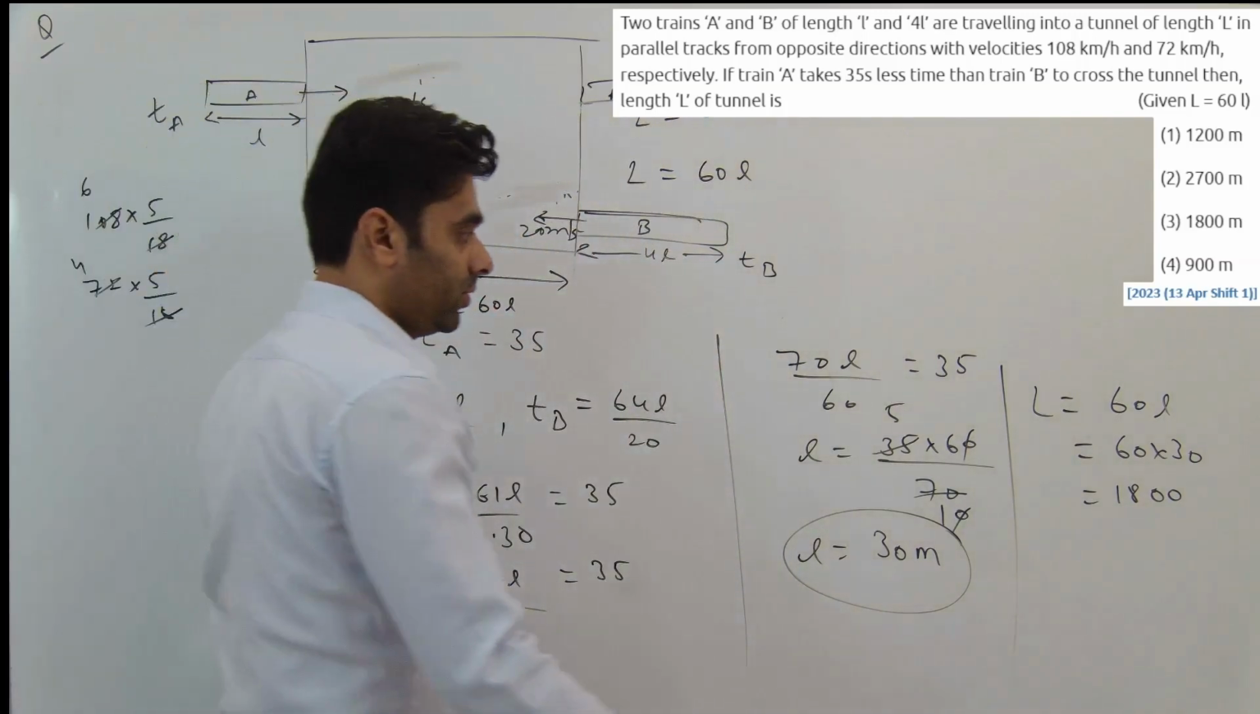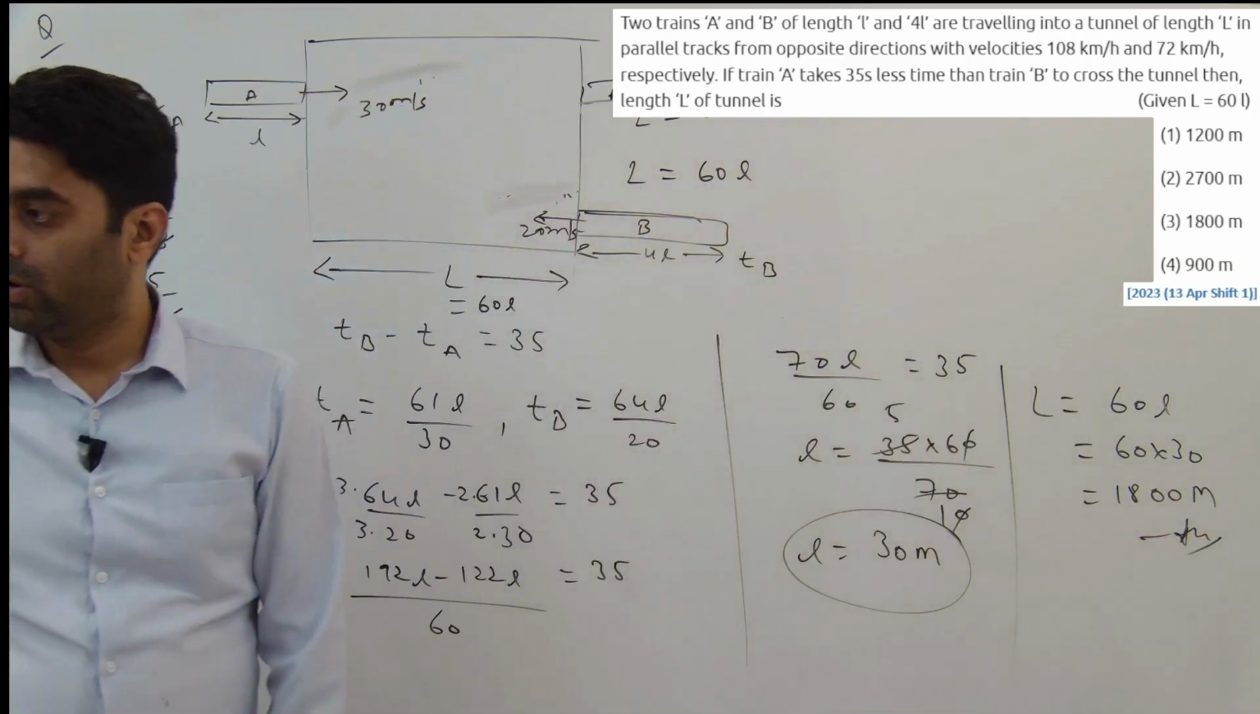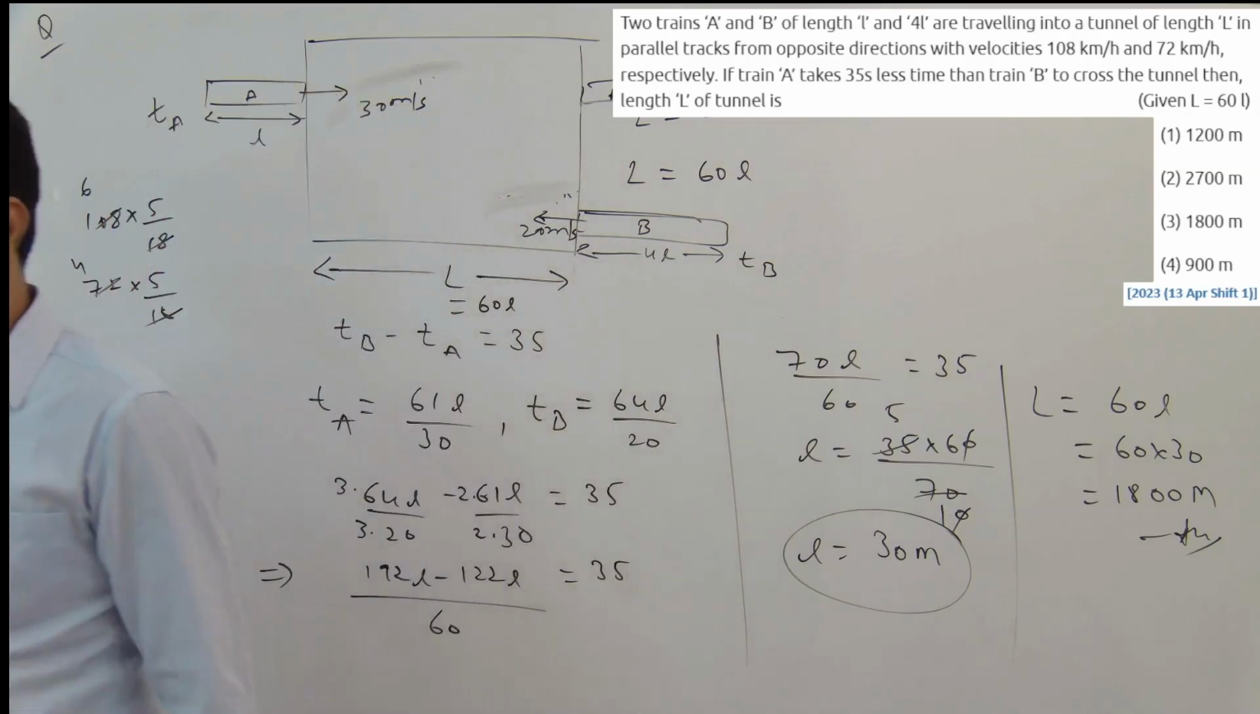1800 meter. Which option is it? 1800 meter, that means option number 3. Option number 3 is the right answer, right? Okay, then let's look at the next question.